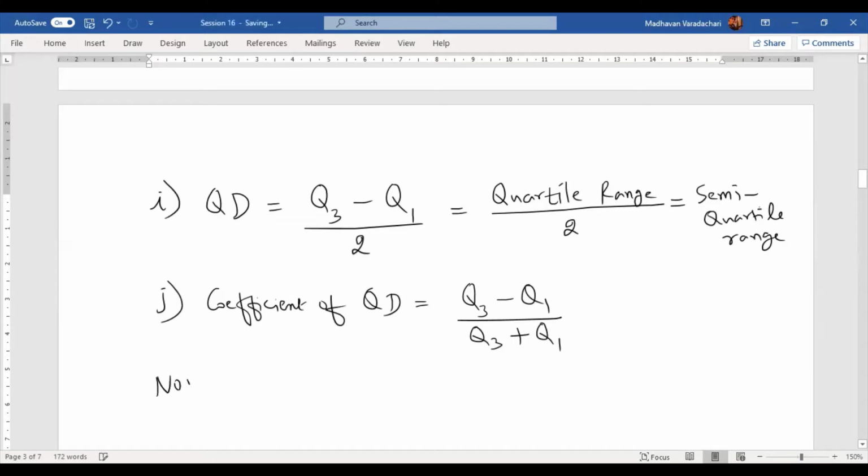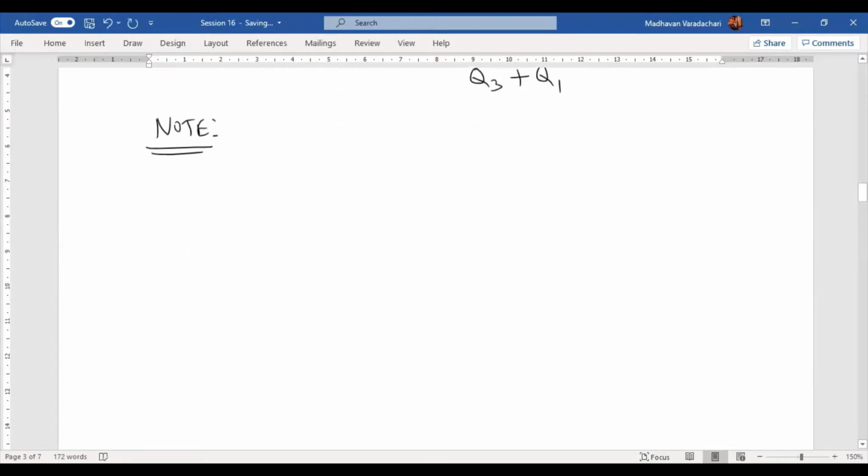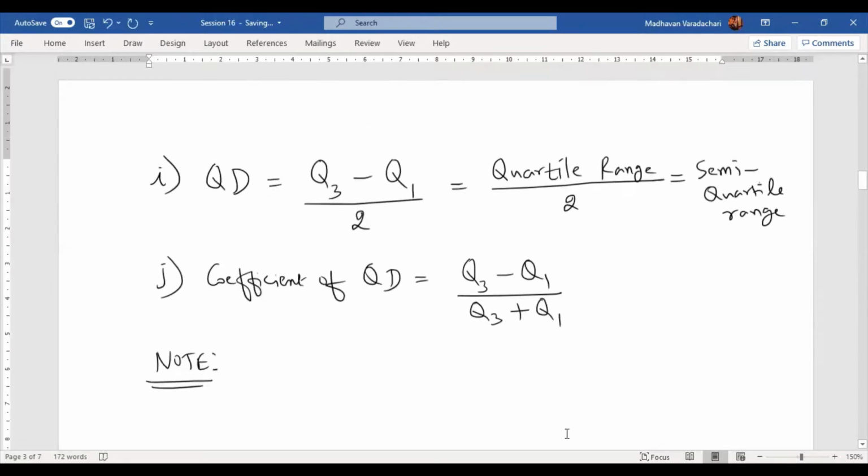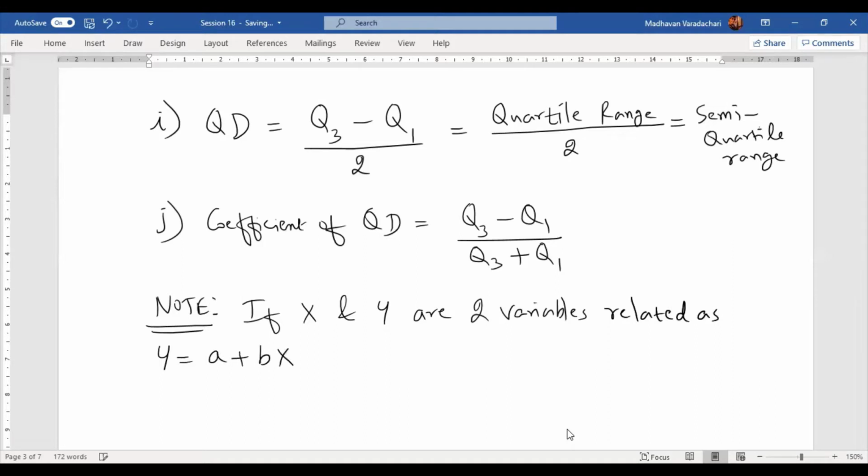Let us write one property of measures of dispersion. If x and y are two variables related as y equal to a plus bx. Whenever you write like this, you say there is a linear relationship between x and y.